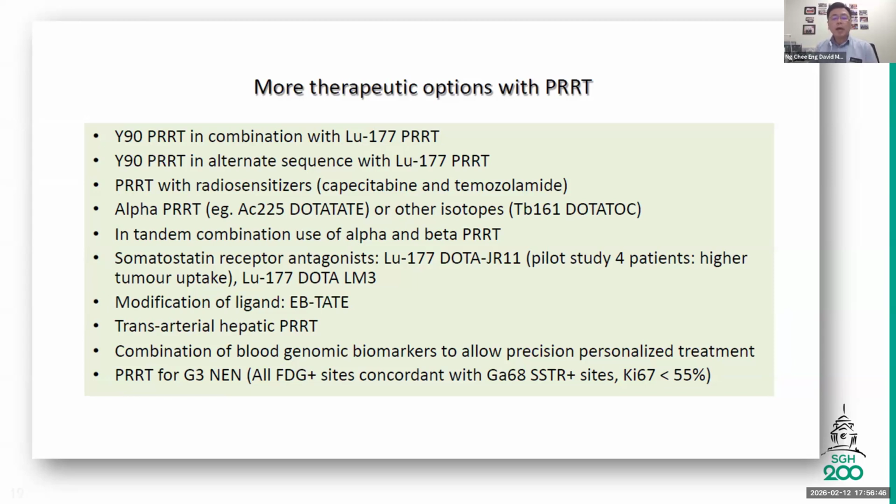Or you could change the receptor antagonist, or modify the ligand by adding some other chemical called EB, Evans blue, to it. Or you could inject the PRRT radiotracer directly into the tumor itself. All these things are very interesting, and they are all being tested.